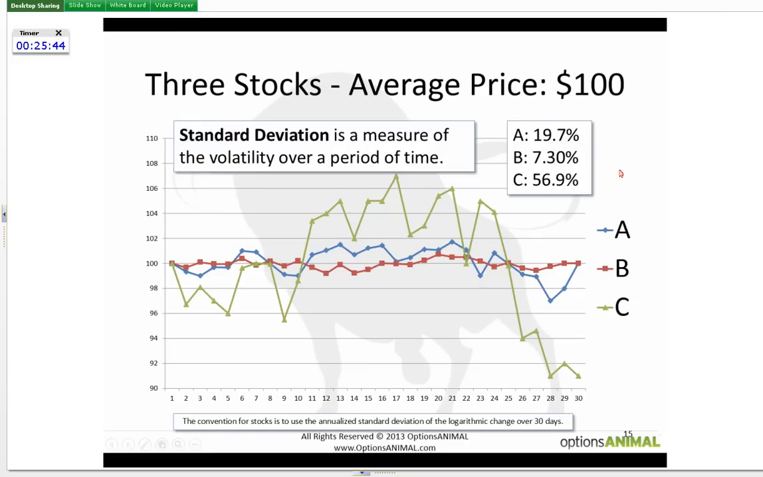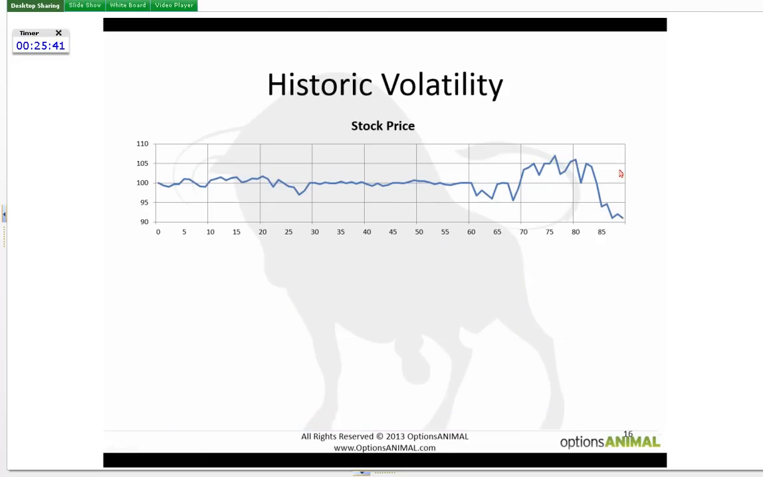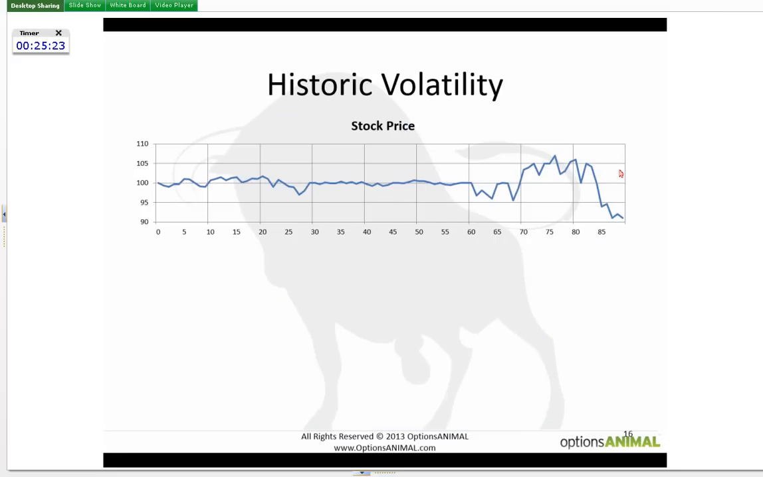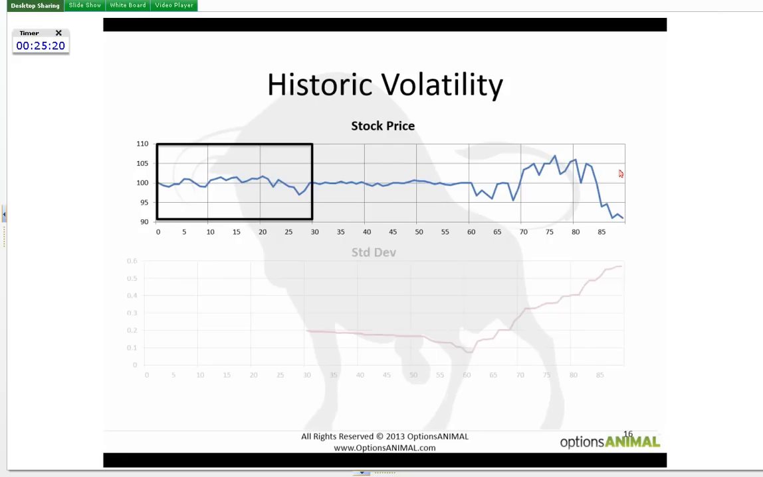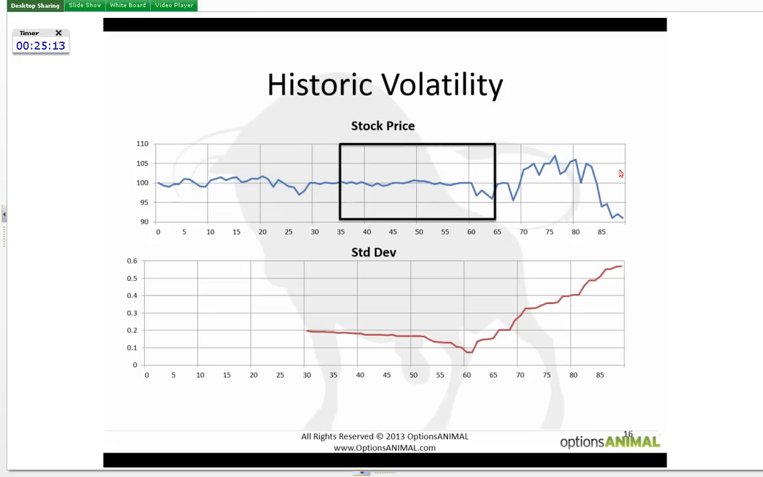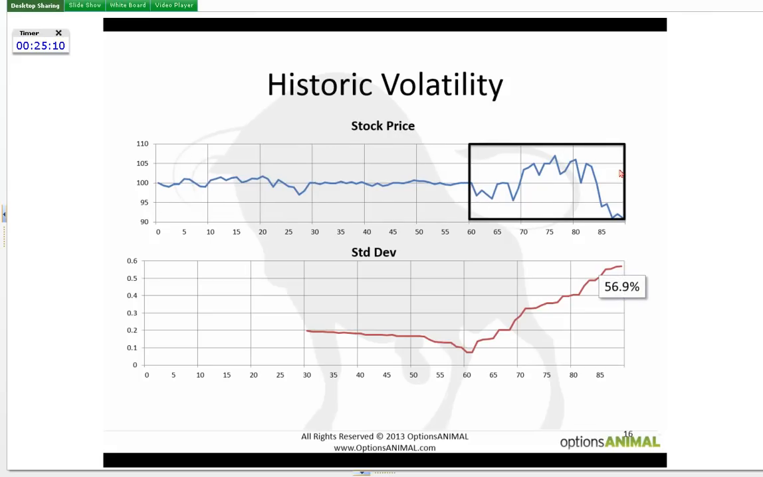So let me help you a little bit here and show you how this works. Here we have a longer time frame, 90 days of stock trading. If you're one of these people that picks up patterns, maybe you will notice that those three stocks are actually just put end to end here. The way that we measure historic volatility is we look back 30 days and we take the standard deviation. Then as time moves forward, each day we're rolling forward, we're calculating a standard deviation. So it's basically looking back the past 30 days.